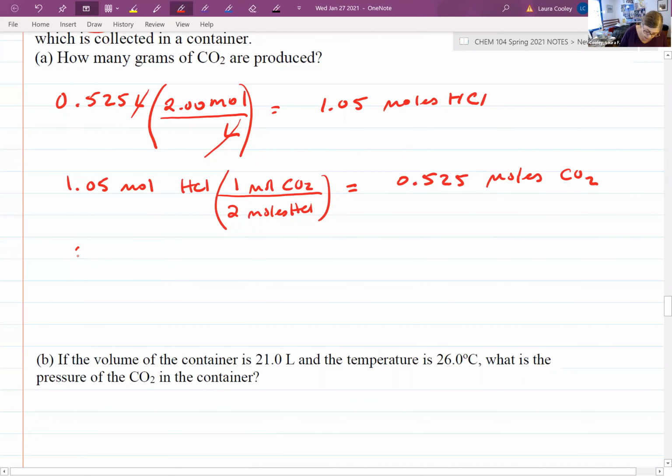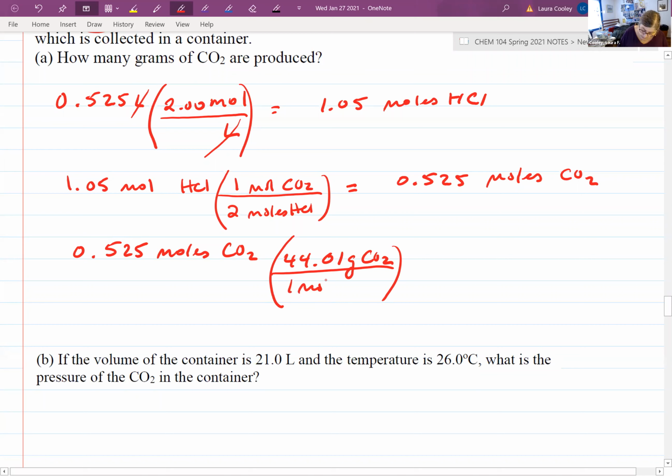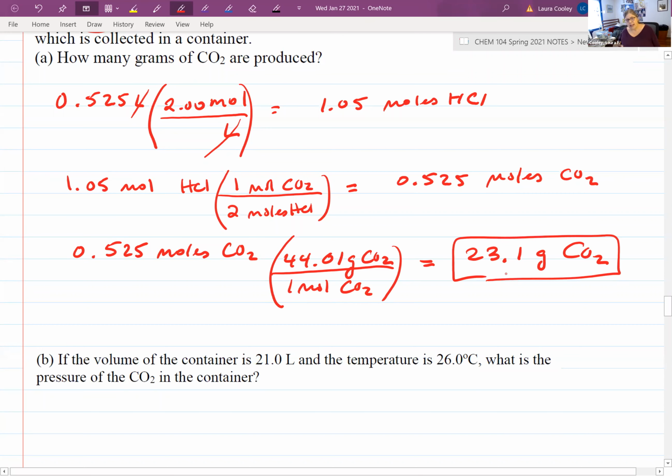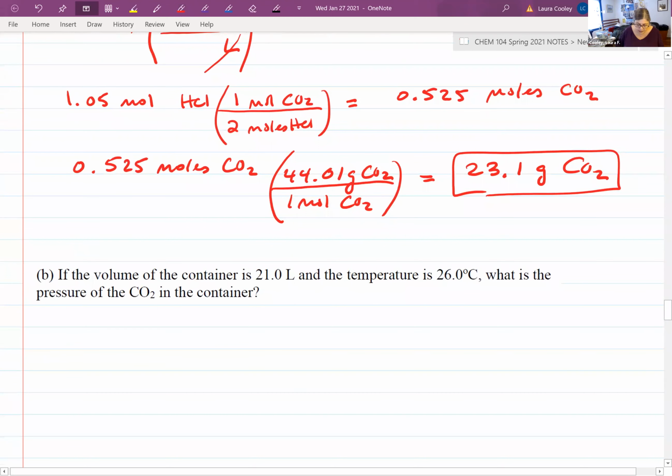And now, so then we have to get the grams of CO2. And the molar mass of CO2 is 44. Let me get a decimal place here. I think it's 0.01. And this comes out to 23.1 grams. So really nothing we use in this problem had anything to do with the gas laws. This problem could have been done in Chem 103.